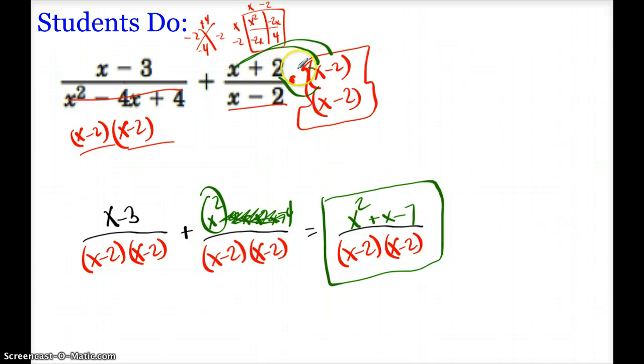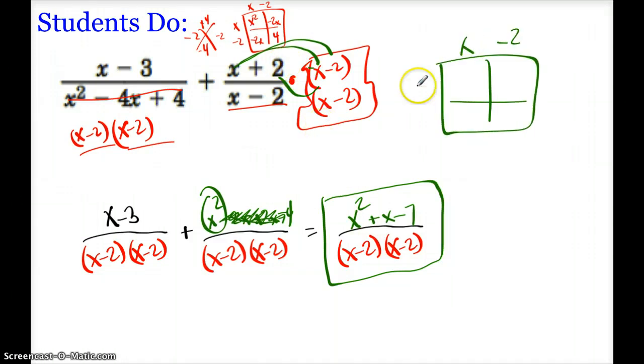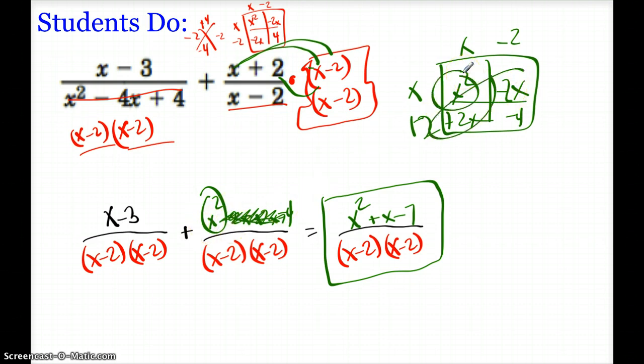And if you're curious about how I did this one, that is basically x box, x minus 2, x plus 2, x squared, negative 2x, and positive 2x and negative 4. So the x terms cross out, so x squared and negative 4.